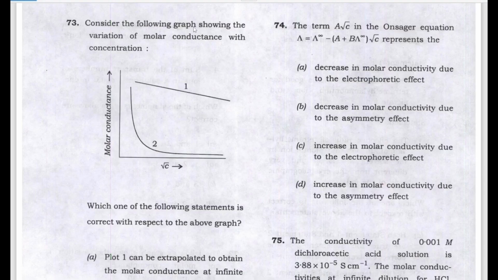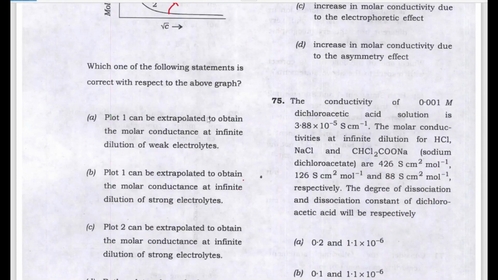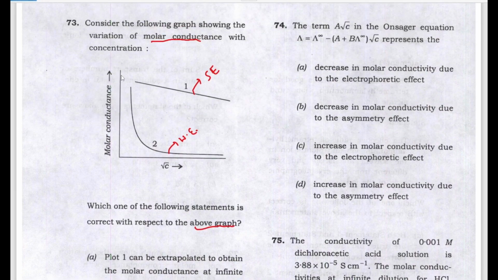In the next question, consider the following graph showing the variation of molar conductance with concentration. In this graph, this line is for strong electrolytes and this is for weak electrolytes. Which one of the following statements is correct with respect to the above graph? The correct answer in this question is B. Plot 1 can be extrapolated to obtain the molar conductance at infinite dilution for strong electrolytes. For strong electrolytes, we can easily extrapolate the graph to concentration C equal to 0.